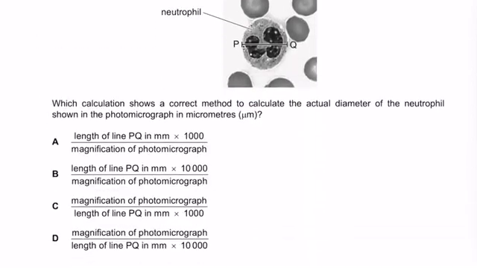Let's get started. Number 1. The photomicrograph shows cells from a human blood smear. Which calculation shows a correct method to calculate the actual diameter of the neutrophil shown in the photomicrograph in micrometers?